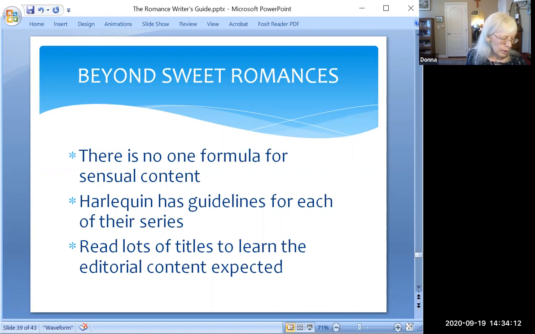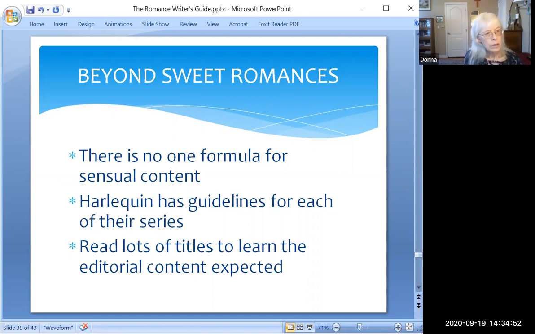Harlequin has guidelines for all of their different series, and as a writer, if you're planning to write for one of their lines, you need to read a lot of the titles in whatever line you wish to write for, so you can really understand what the editors are looking for. But what you can also do is go to harlequin.submittable.com/submit, where Harlequin includes all of the guidelines for all of their different romance imprints. Each imprint there has a drop-down arrow, and you can click on it to read the guidelines.